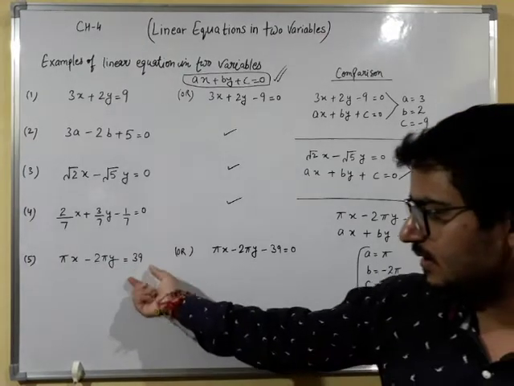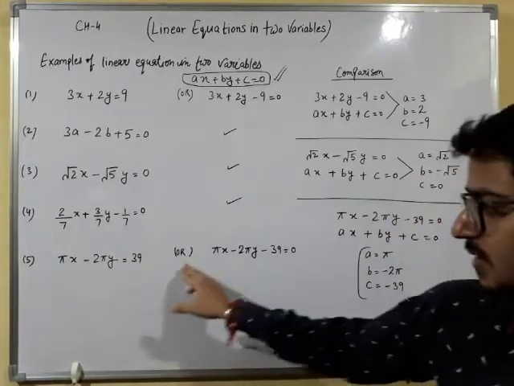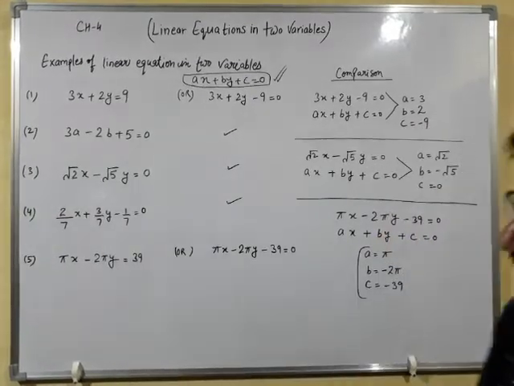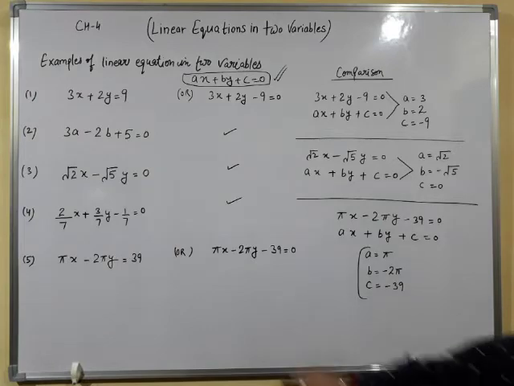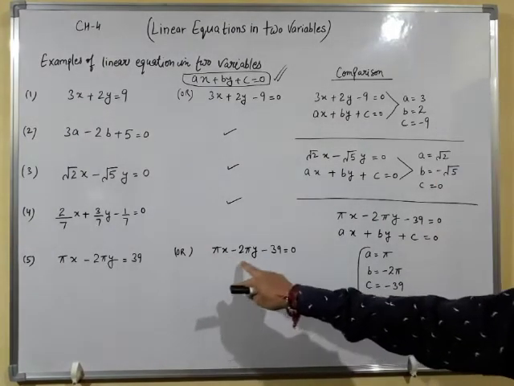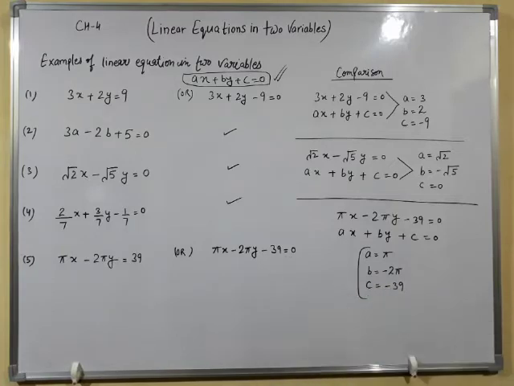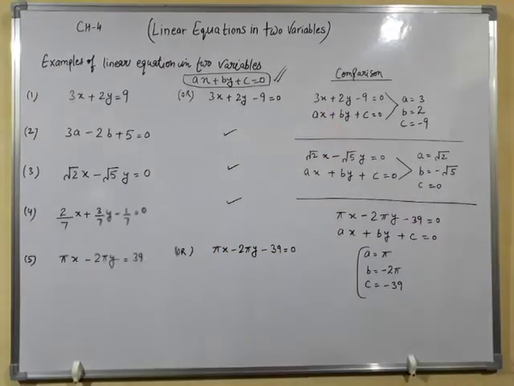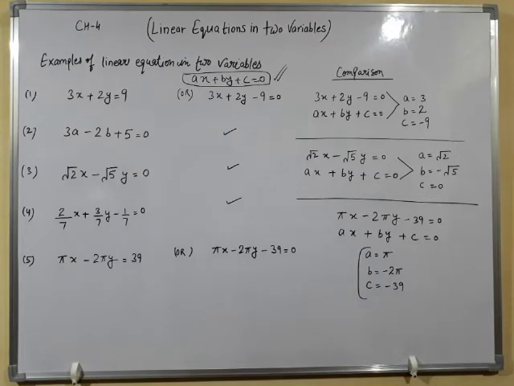And the fifth one is not written in standard form, so we have transposed 39 from the right hand side to the left hand side as we have done in example 1. So this equation becomes pi x minus 2 pi y minus 39 is equal to 0. Yes, pi is an irrational number. I told you that in a linear equation in two variables, a, b and c are real numbers, and real numbers are declared as the combination of rational numbers as well as irrational numbers.